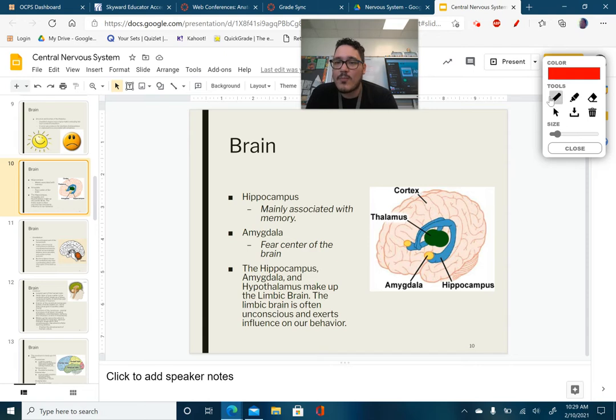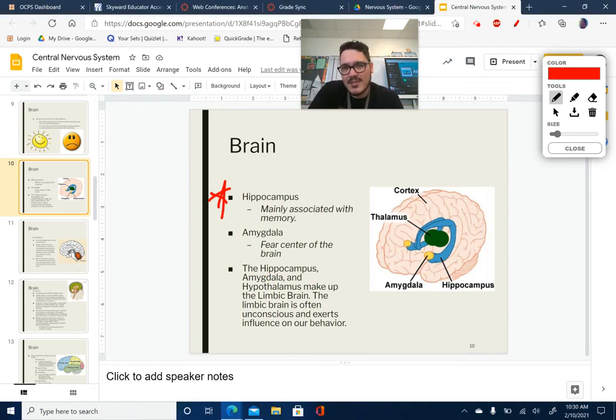Next, surrounding the diencephalon, we have the C-shaped structure with these orbs on them. The hippocampus are the C-shaped structures. The hippocampus, easy mnemonic, you're never going to forget it: if you see a hippo on campus, you never forget it.